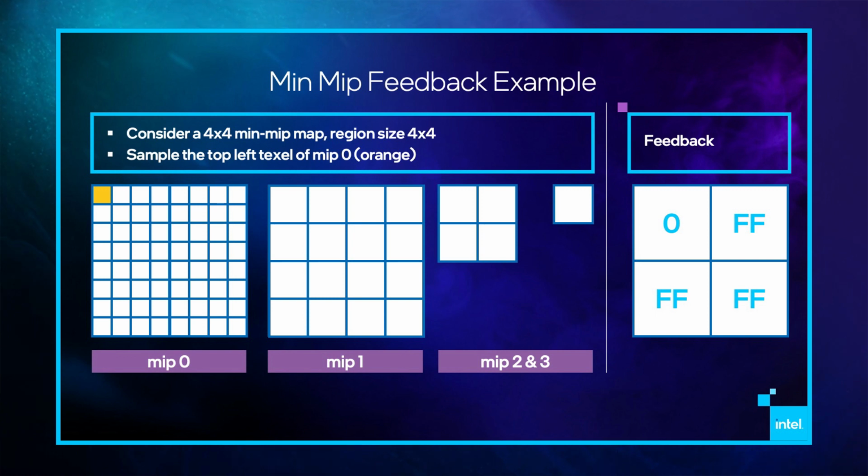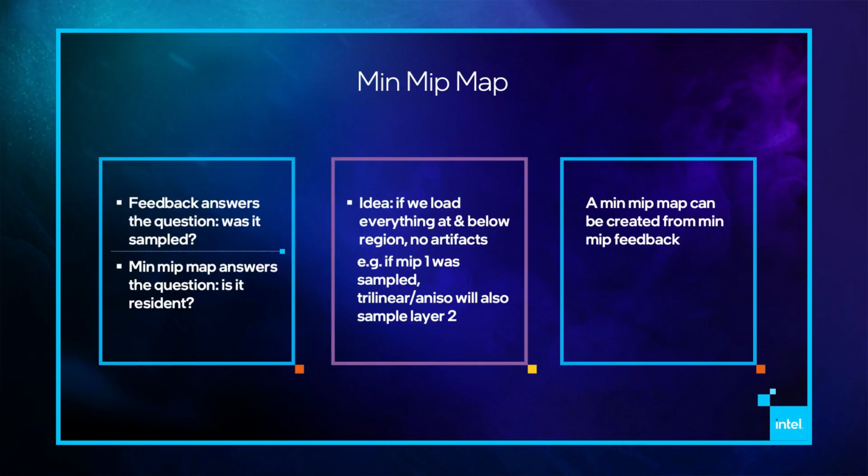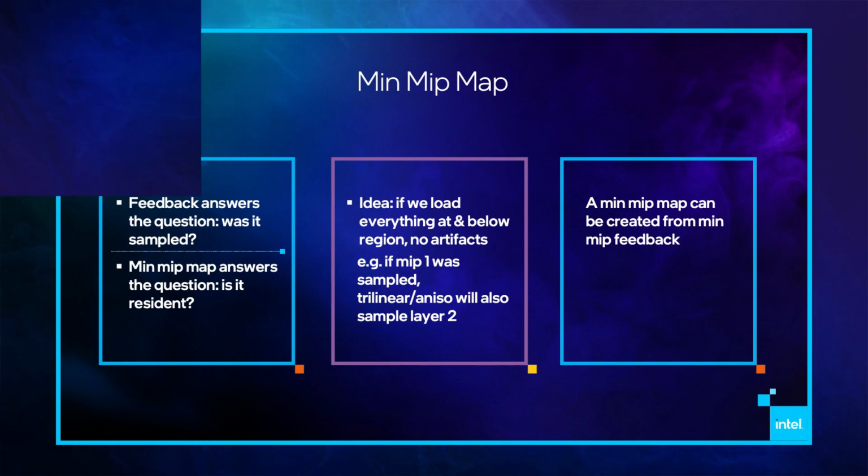For example, if a single texel was sampled by the hardware in the top left of MIP0 in this texture, in orange, the min-MIP feedback would look like the following on the right: 0 in the top left and FF everywhere else to indicate nothing was sampled. From the min-MIP feedback, which tells us what texels we need, we can construct a min-MIP map which describes what portions of the texture are resident in memory.